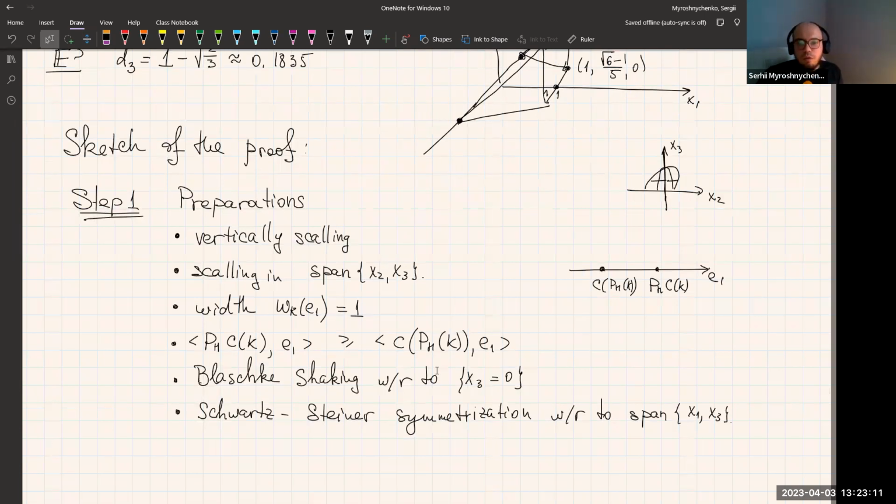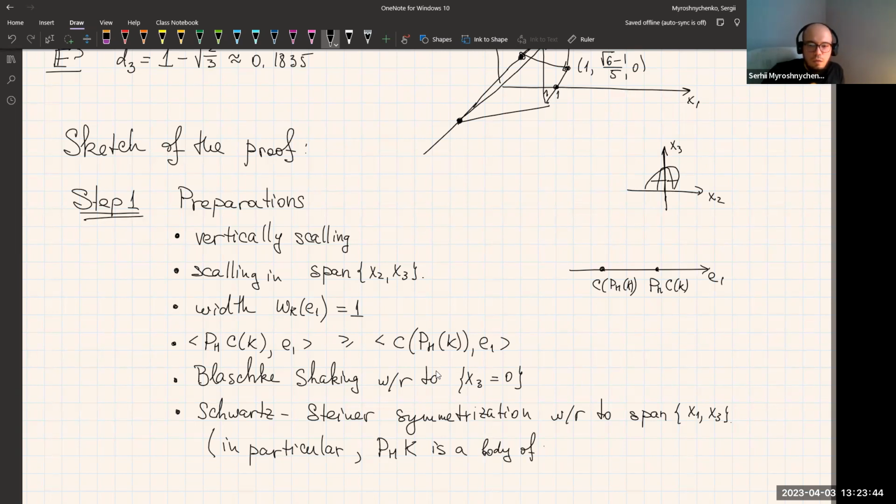Please note that again, none of these assumptions or adjustments change the first coordinate of the centroid. Okay, after doing this in higher dimension, this is more meaningful, but for example in R3 as well, it's true, we obtain, in particular, we already can deduce something about the projection of the convex body, and this P_H K ends up being a body of revolution.